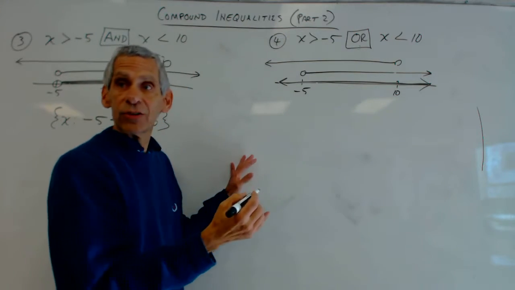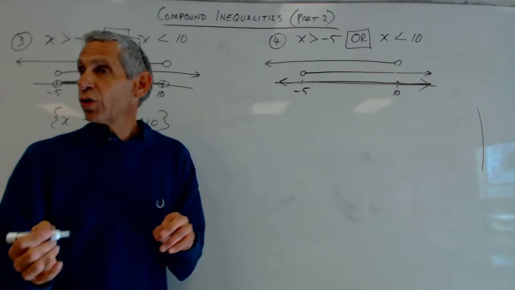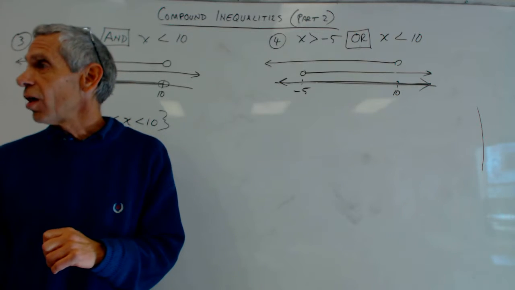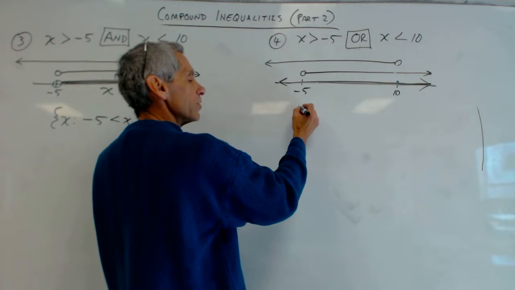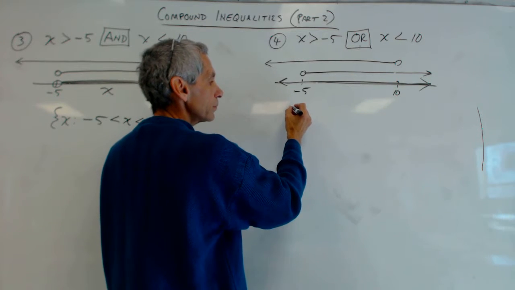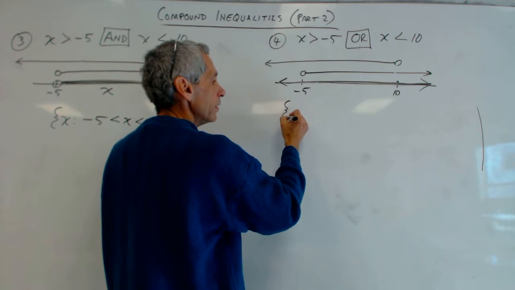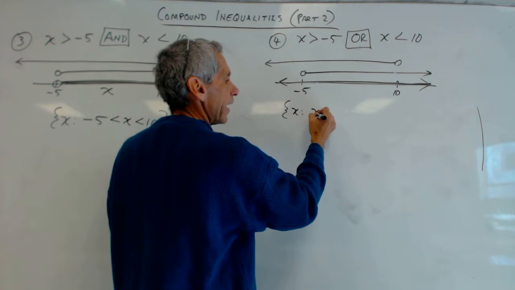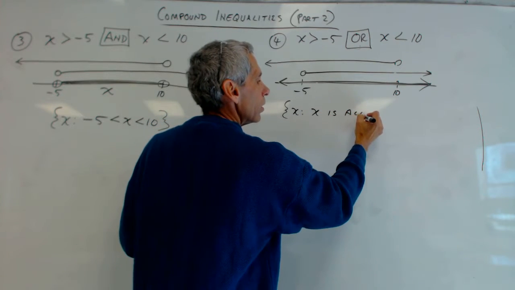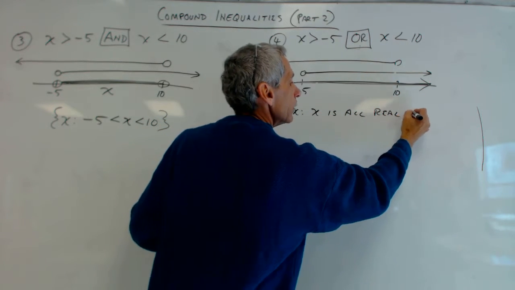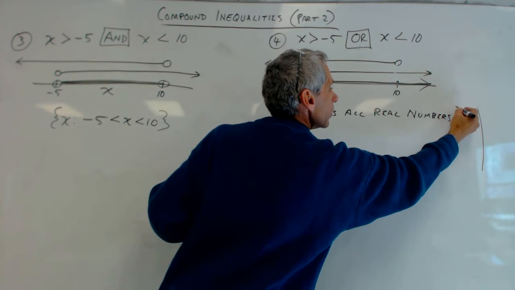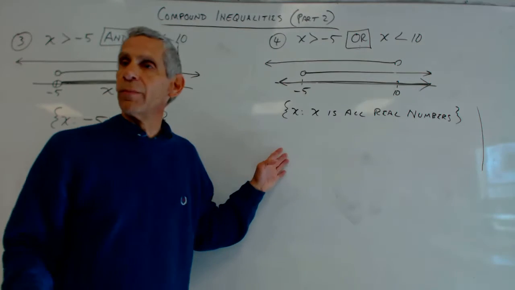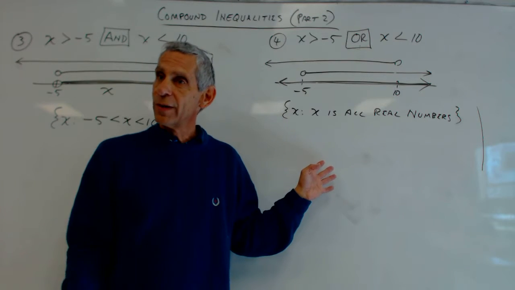All right, so here's the answer. I'm going to show you a shortcut for writing all real numbers. Infinite. You could say infinite solutions, but this is typically how you'd say it: the set of all x's such that x is all real numbers. Just do an infinity sign. And the reason I have to say real numbers is there are also unreal numbers, okay?